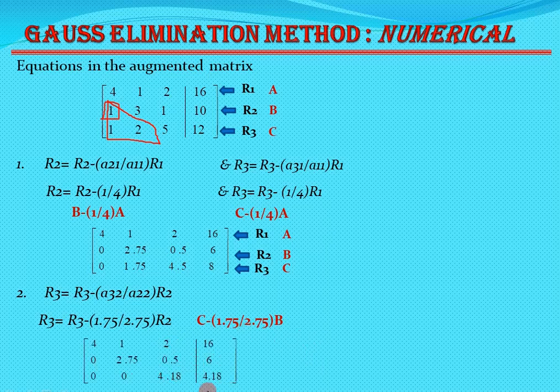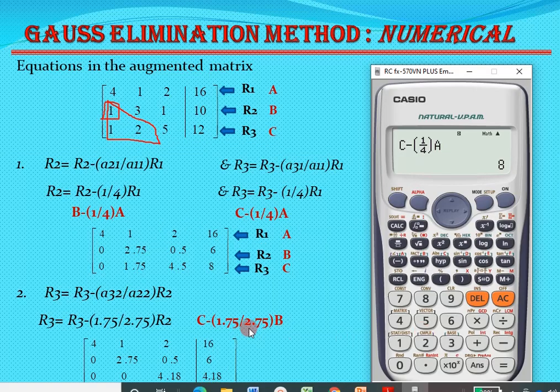To get these values with the help of the calculator, let's open the calculator again. Now here there is only one equation, so we have to define this one equation. So click on the AC button, then alpha C minus in bracket 1.75 upon 2.75 bracket complete into B, so alpha B.